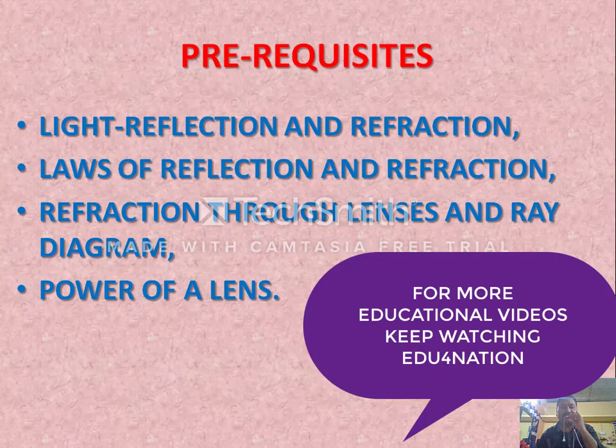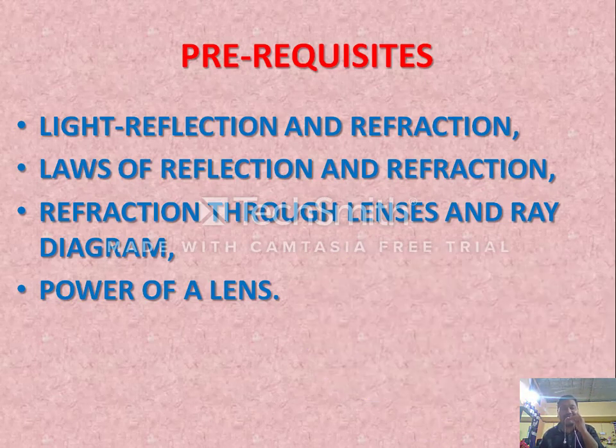To learn this chapter, you have to grasp some previous concepts. I think you have already grasped these concepts because you have completed the 10th chapter of your textbook, which is on light, reflection and refraction. So what are the prerequisites? First, you have to know the phenomena of reflection and refraction. Secondly, you have to know the laws of reflection and refraction. Thirdly, you should have the concept of lenses and ray diagrams. Then the fourth one is very important, the power of a lens. So these four topics should be clear when we go for this chapter.